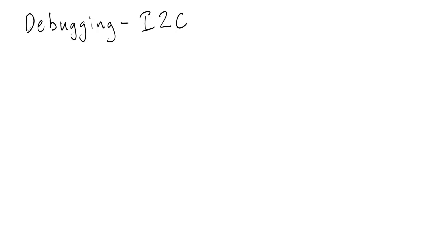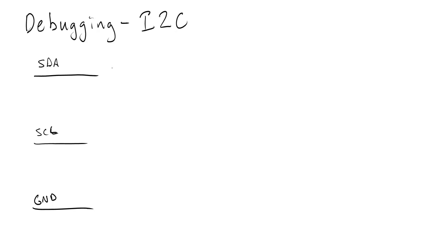So it looks something like this. You have two data lines. You'll have SDA, and that's the bidirectional data going back and forth from master to slave. And then you have an SCL. And then, of course, you have ground.